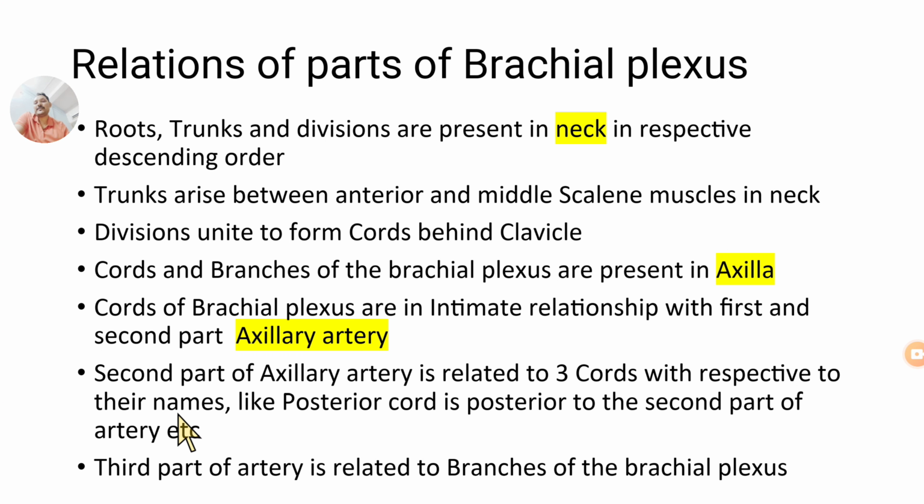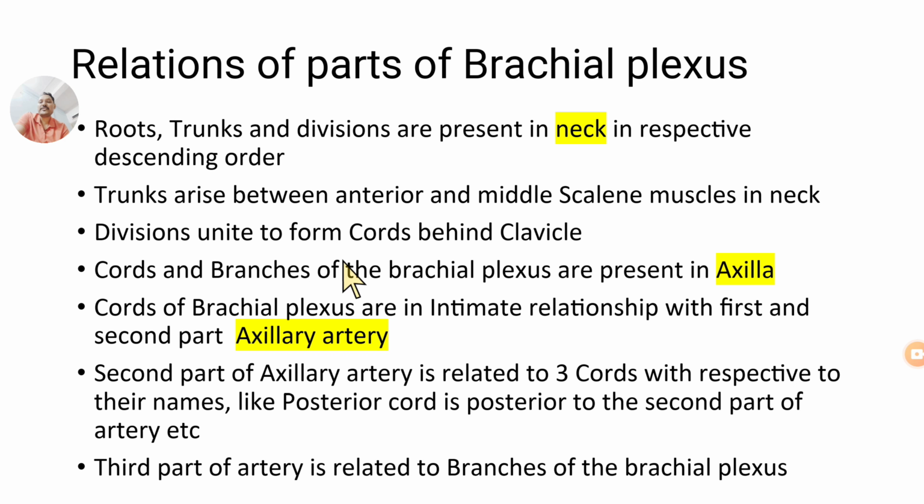So this is your brachial plexus and the relations. Okay, we'll go through it. The roots, trunks and divisions are present in the neck in descending order. The trunks arise between the anterior and middle scalene muscles. This is an important relation in the neck. You should always mention it. The trunks of the brachial plexus arise between the two muscles of the neck, the anterior and middle scalene muscle. So you can write, behind the anterior scalene muscle, there are the trunks of the brachial plexus.